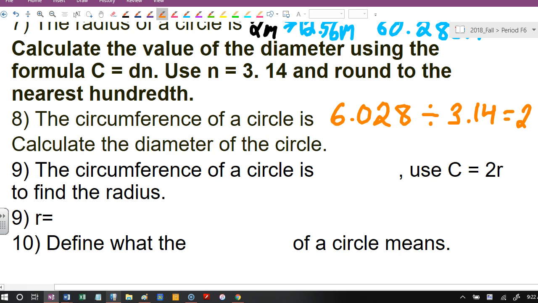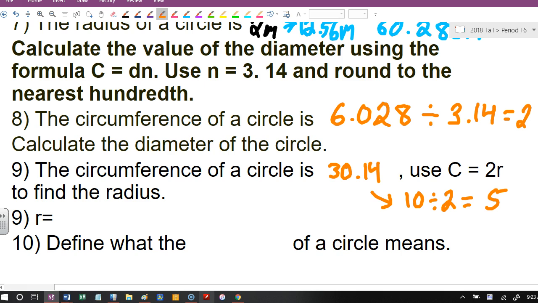How about if the circumference is 330.14? It's 10 times bigger, right? We need to divide by pi, but then divide by 2. If you divide by pi on the calculator, you get 10. And then divide it by 2 equals 5.